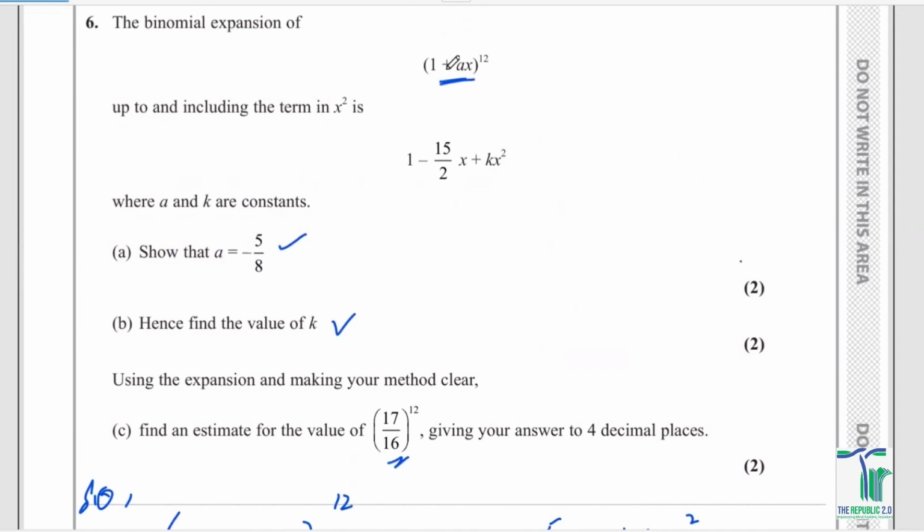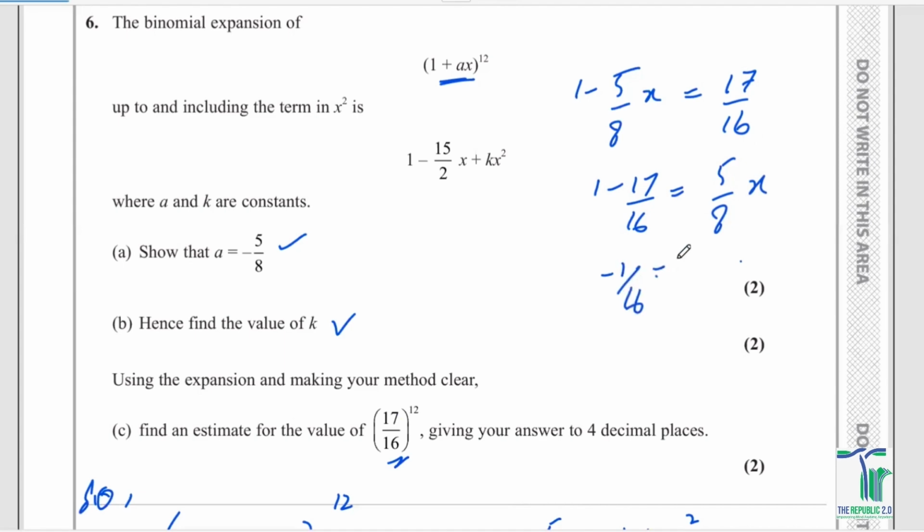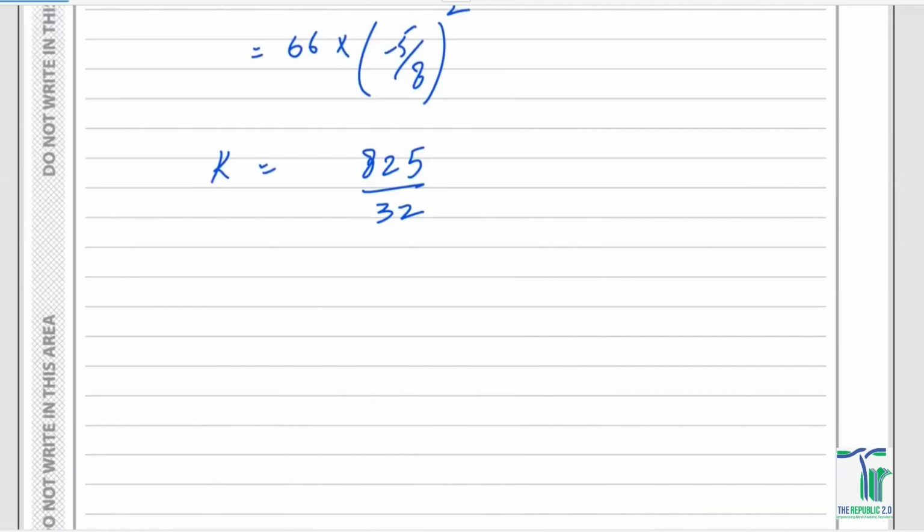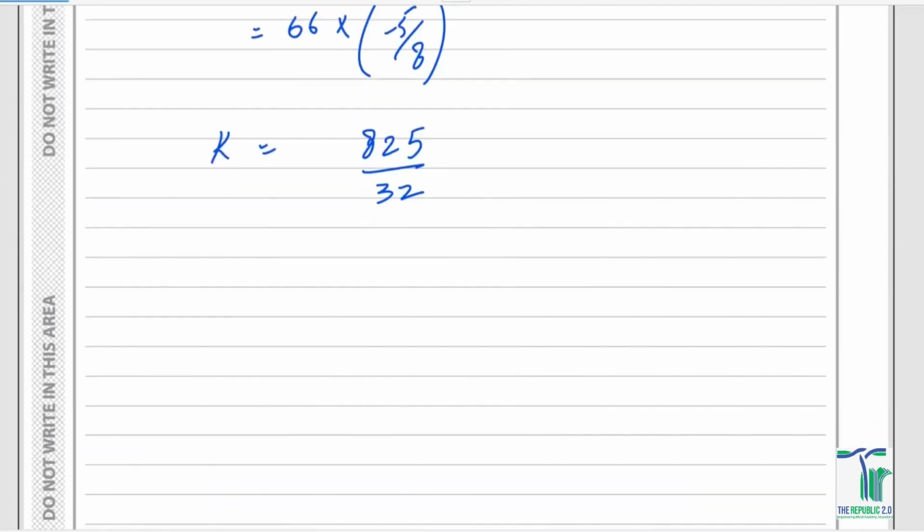What does that mean? 1 plus ax was 1 minus 5/8 times x. We're just going to keep it equal to 17/16 first of all, and calculate the value of x. And you're going to solve it down. You would be having 1 minus 17/16 equals 5/8 x, and by sorting it down, you will be having negative 1/16 equals 5/8 x, and x would be negative 1/10. So you just need to plug x equal to negative 1/10 to get yourself the final answer.